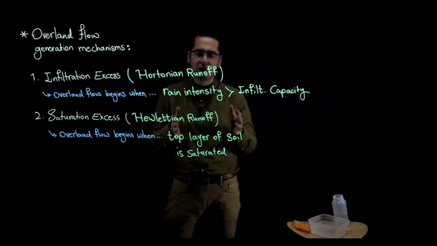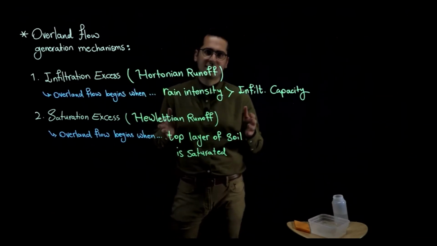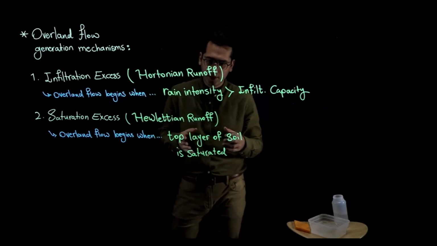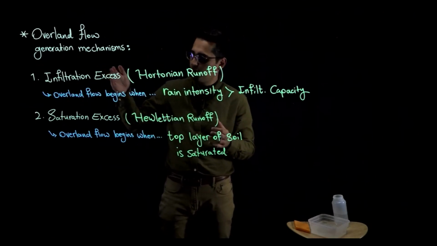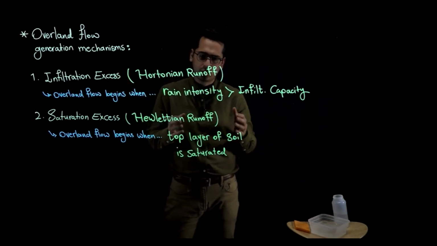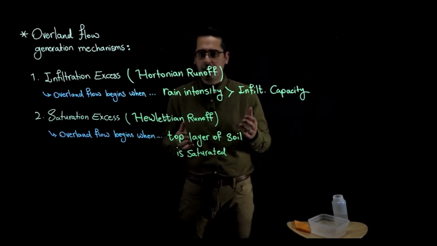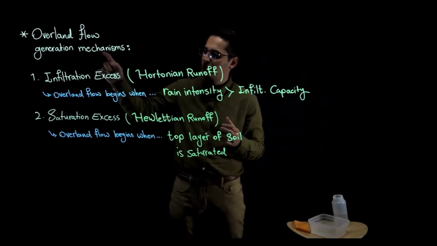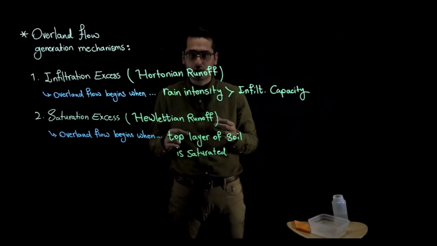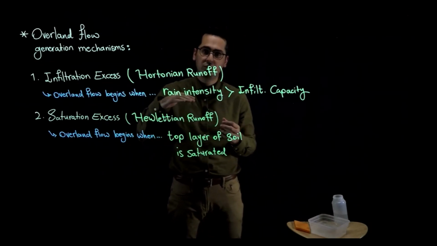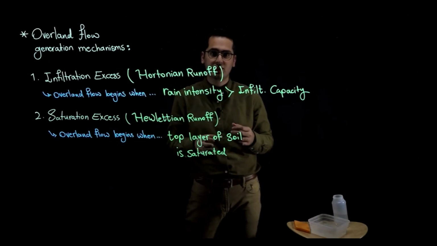But now you have a question in mind. Which mechanism should I use to simulate overland flow, to simulate surface runoff? The answer to that question is that in reality, when you have a watershed, both of these mechanisms occur together in a watershed. So if you have an area that is semi-arid or arid, infiltration excess mechanism is dominant. But if you have another area in the same watershed in which the water table is closer to the ground surface, then saturation excess is the dominant mechanism in that area.